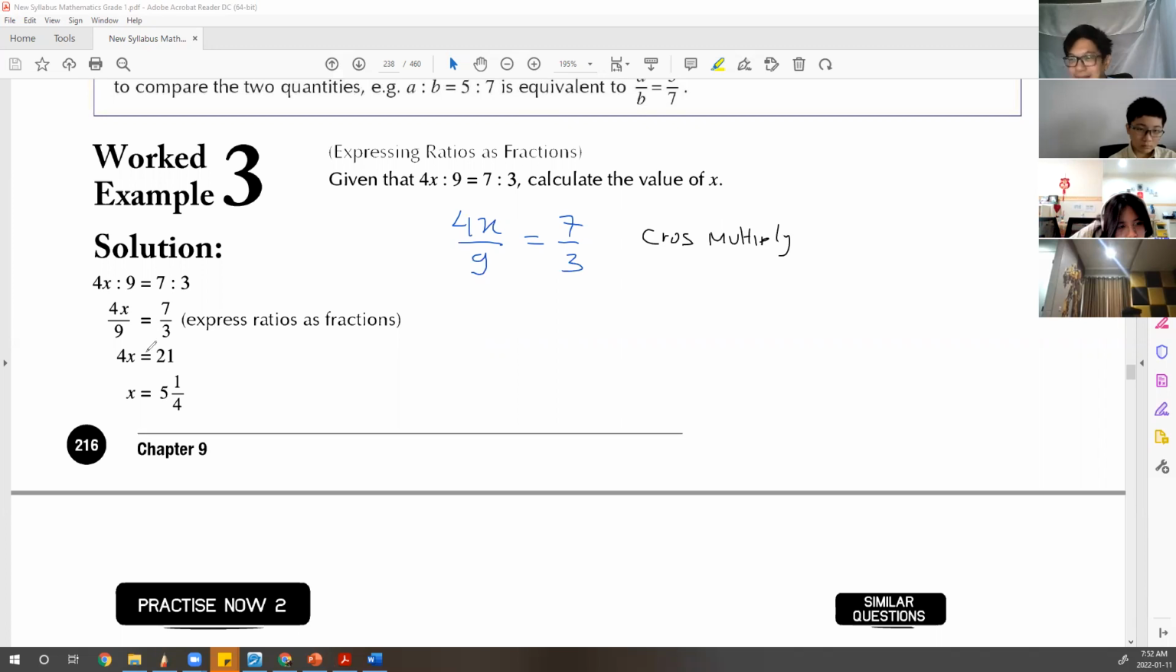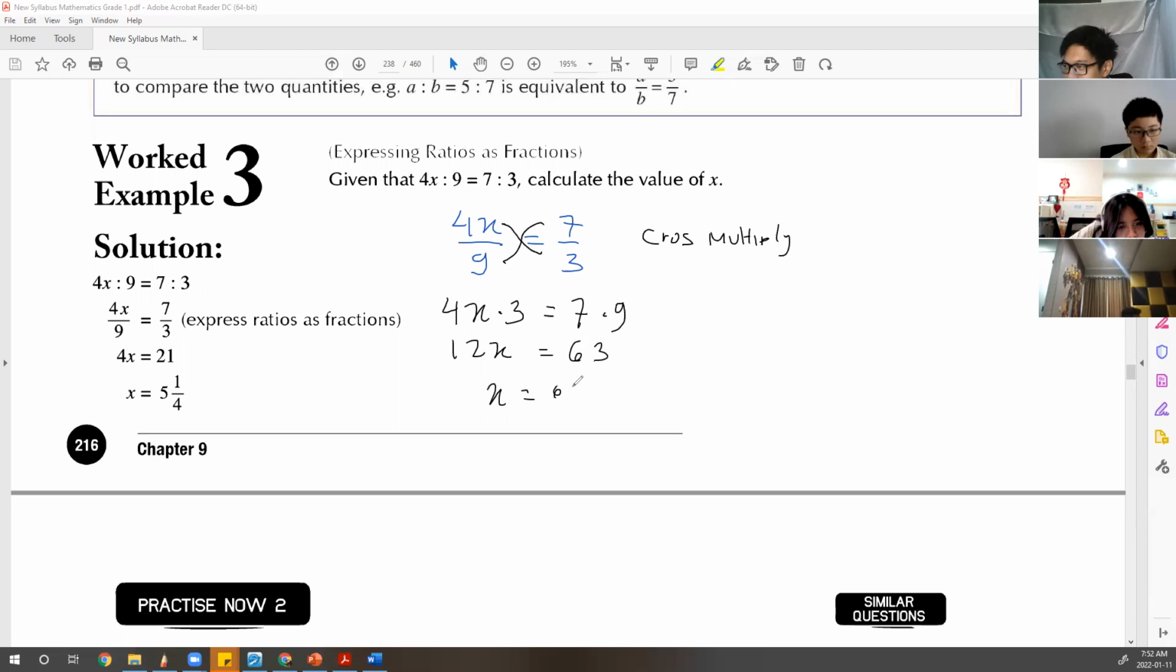Ribet kan, apaan sih nih? Kok 4x sama dengan 21 dari mana? Dari Hong Kong, gitu. 4x times 3 equals 7 times 9. Kan gini lebih enak, cross multiply dulu. Slow but sure. Ini kan 12x. Ingat ya, 4x times 3 is 12x. 7 times 9 is 63.